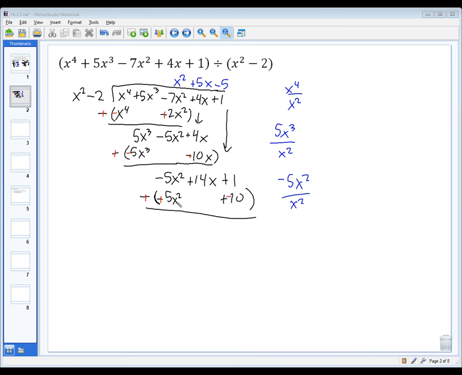Negative 5x squared plus 5x squared, that goes away. We still have this 14x. We have 1 minus 10, which is negative 9. Now recognize that the power on the x for the dividend is smaller than the power for the divisor. This means that you now have a remainder. This part, 14x minus 9, is the remainder. So I'm going to put it up here, plus 14x minus 9 over x squared minus 2. This is my answer.